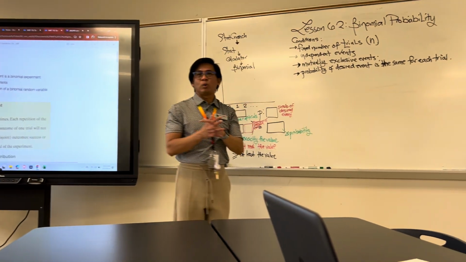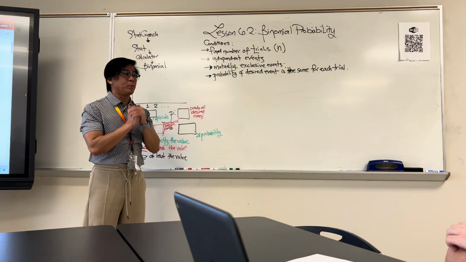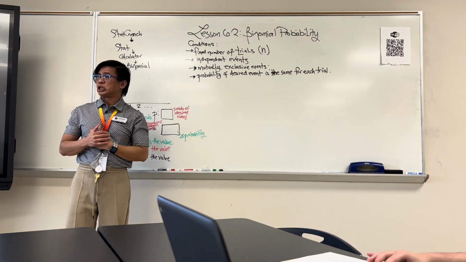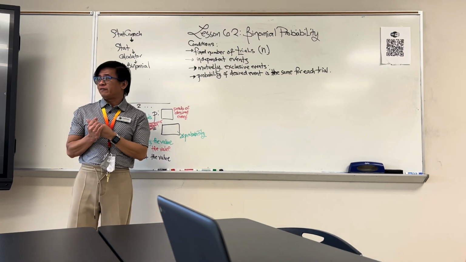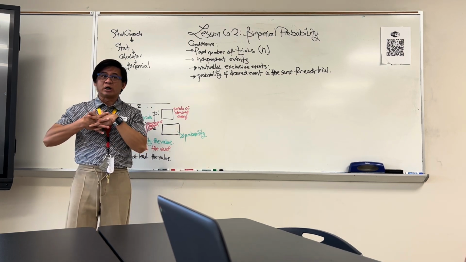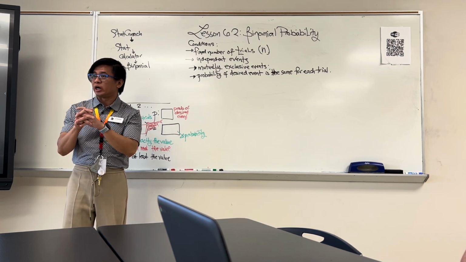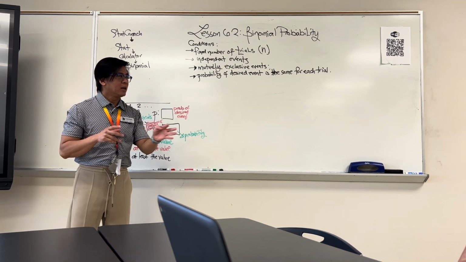Lesson 6.2, what we call binomial probability, okay? First of all, we have to consider 4 different cases for our binomial probability. And what are those? Let's read these ones. Well, these 4. Mason, go ahead.